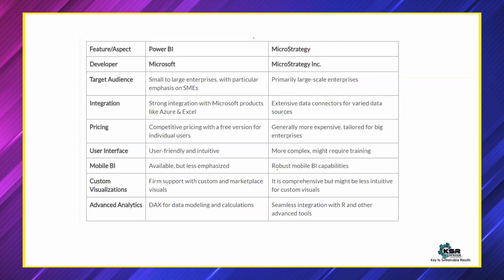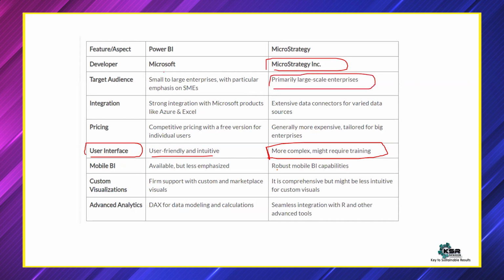Now why I have kept MicroStrategy also, because this was one of the market dominance tools 10 years back or maybe 15 years back. If you see here, user friendliness, this is an important factor, more complex. MicroStrategy can be primarily used for large scale enterprises, whereas Power BI can be used from small to large scale. If there is an organization who has only 50 employees, they want to work on Power BI and they also want to work on MicroStrategy, they'll always opt for Power BI.